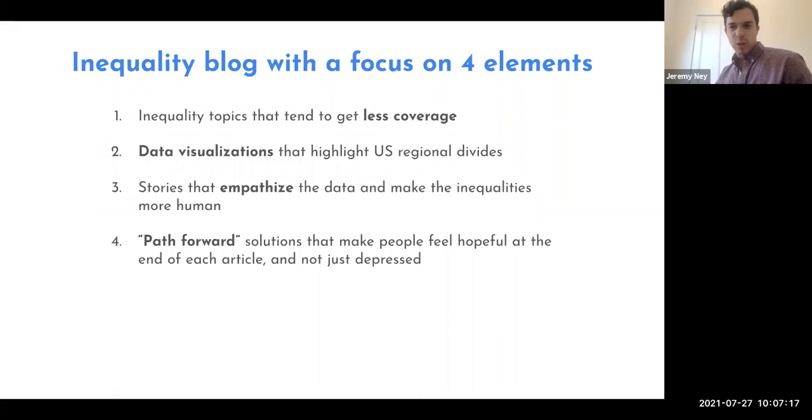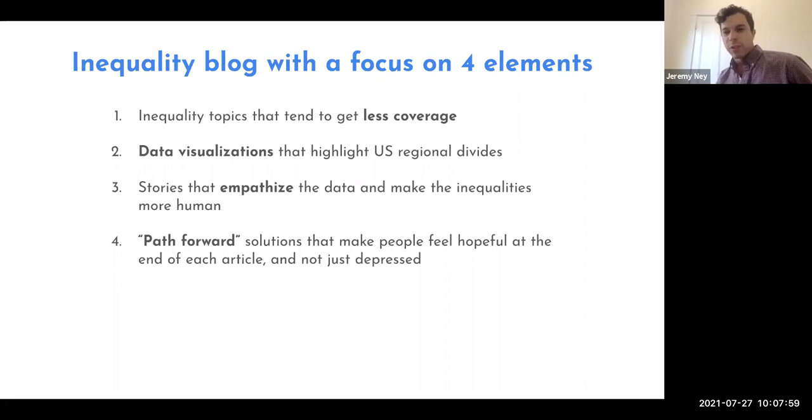So American Inequality really tries to focus on inequality topics that tend to get less coverage. As many of us know, inequality is really growing in America. But there are certain challenges that people aren't looking at enough: inequality in food deserts, in life expectancy, in mental health. And so this is trying to shed light on those topics that really aren't seeing enough traction. Second, I really try and use data visualizations to highlight US regional divides. Inequality is about communities that have and communities that have not. And so as we'll see in this presentation, we'll look at a lot of maps that show this.